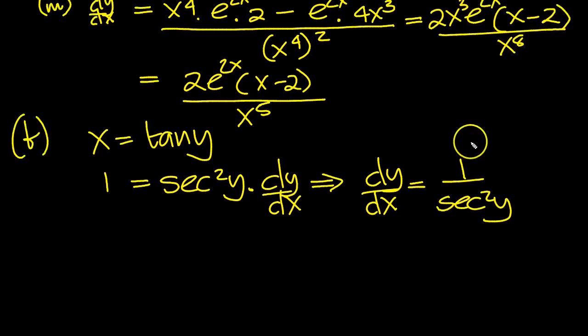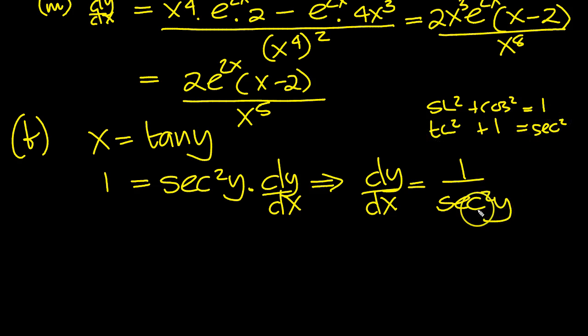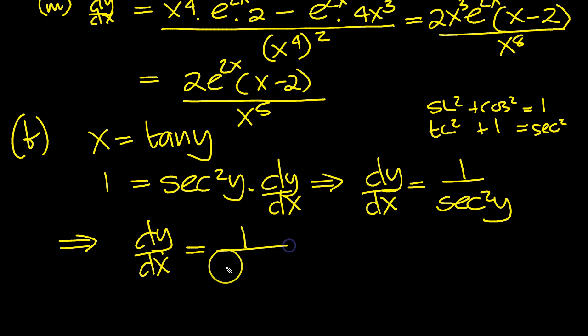Now trig ratios, sine squared plus cos squared equals 1. So if we divide by cos squared, we'll have tan squared plus 1 is equal to sec squared. So there's the identity. So we can replace this by dy/dx is equal to then 1 over, and the sec squared can be replaced by tan squared y plus 1. And we can write this the other way around, 1 plus tan squared y will be just 1 plus x squared, so dy/dx is 1 over 1 plus x squared.